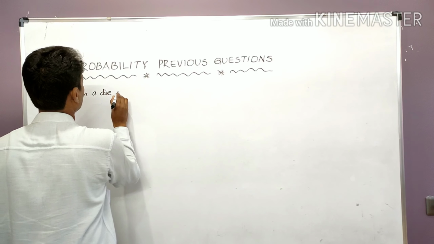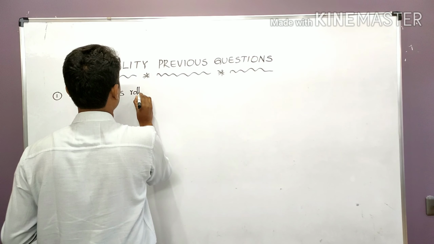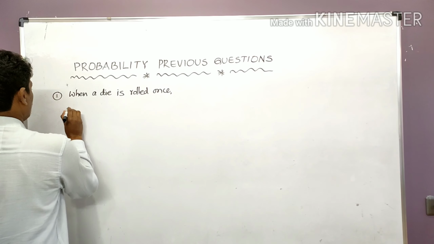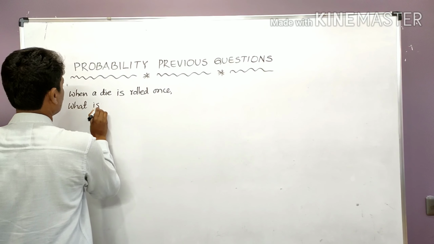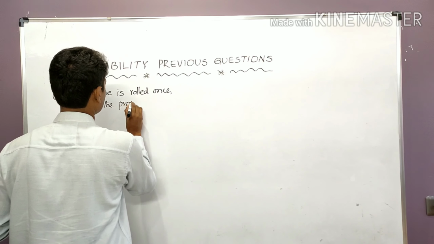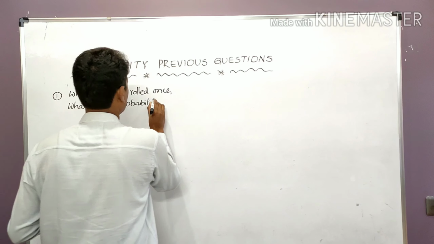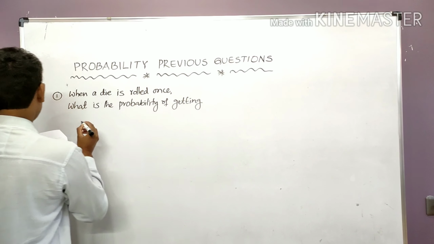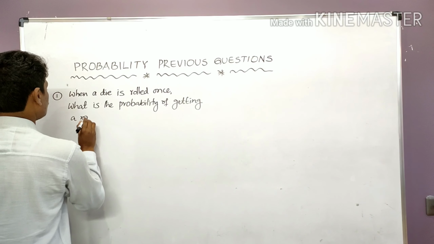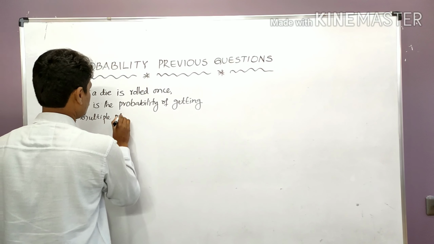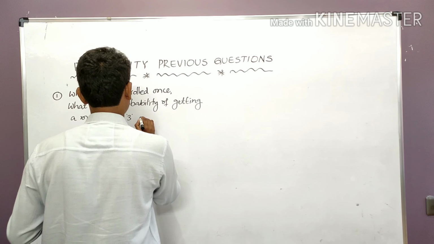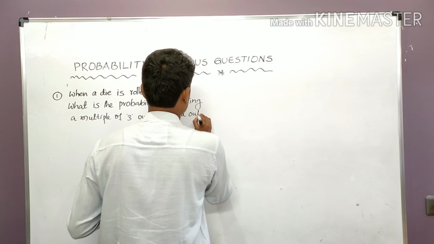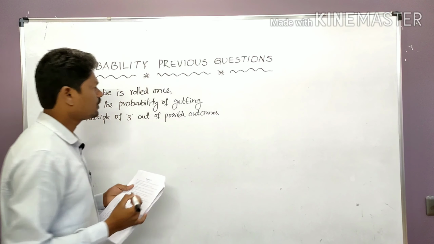When a die is rolled once, what is the probability of getting a multiple of 3 out of possible outcomes? So this is previously asked for 1 mark question, student.